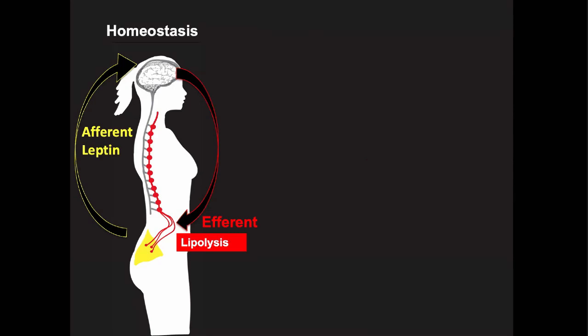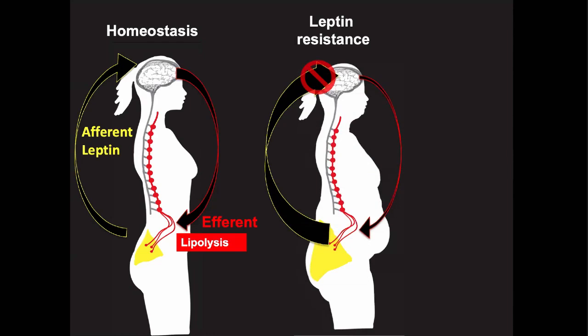Now, at homeostasis, the clock ticks perfectly. There's an afferent arm, there's an efferent arm, and it ticks such that it keeps weight in a very narrow range of variation. But during obesity, there's a phenomenon called leptin resistance. And in leptin resistance, there are increased levels of the afferent arm, that is to say, of leptin, so there's hyperleptinemia. But for some reason, these high levels of leptin are not sensed by the brain. And therefore, there's an efferent response that is reduced.